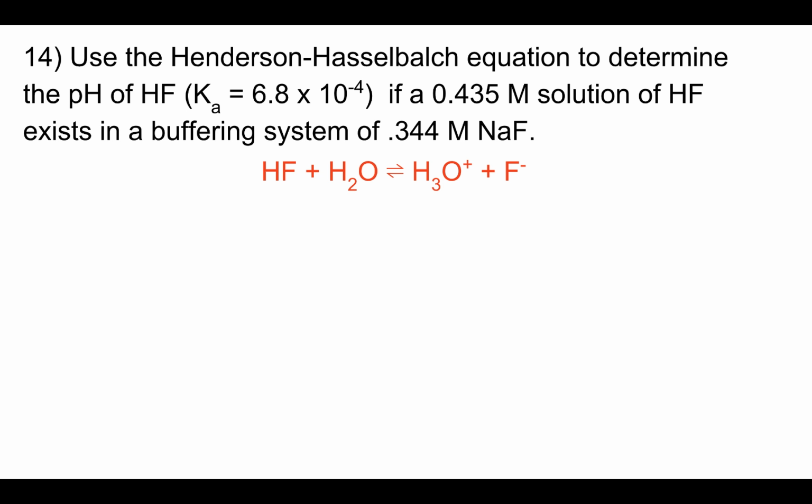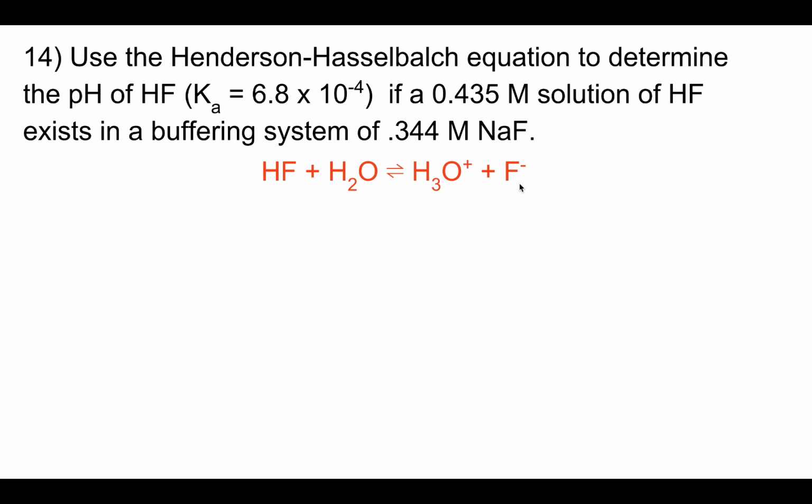So we're putting it in water and it's dissociating into the hydronium ion and F minus, which is its conjugate base. And then we've got a 0.435 molar solution of that. We are then adding to it 0.344 molar NaF. And so what we know about sodium in water is that it's super, super soluble. And so what we actually have are sodium ions, Na plus ions, and then fluoride ions, F minus ions. So ultimately, what we're doing is adding in some of this conjugate base from the very beginning.